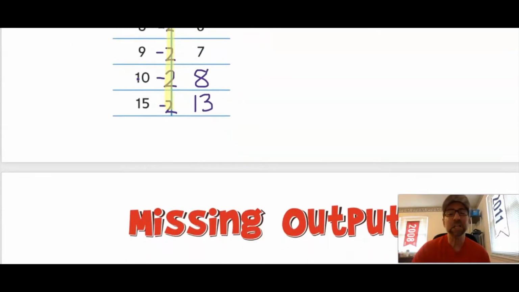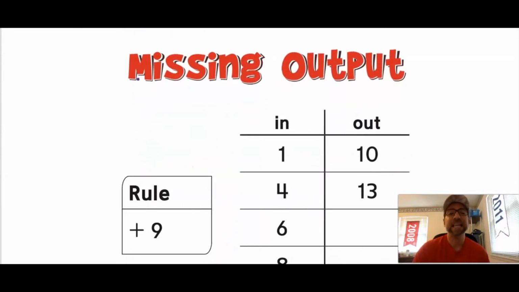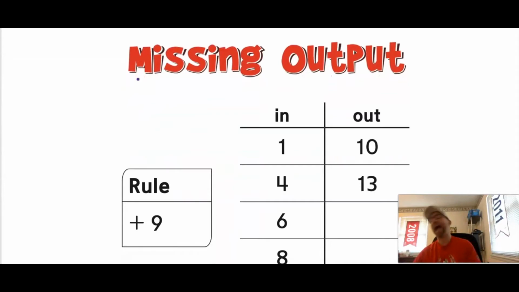So let's take a look at some of these in-out boxes that we have. Now in your sheet protector, you can go ahead and copy down the numbers that you see. And if you have to hit that pause button, you can always hit the pause while you're copying down those numbers. Notice that we have the rule box. This time our rule box is filled in. We know the rule is +9.